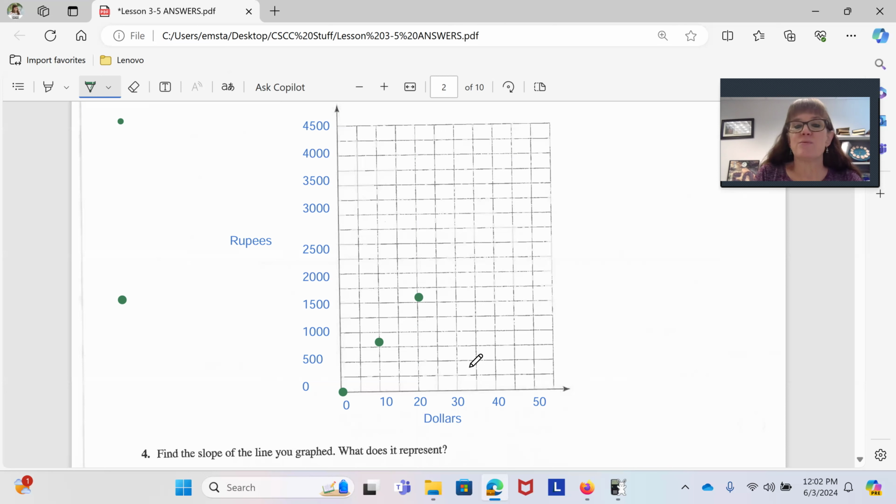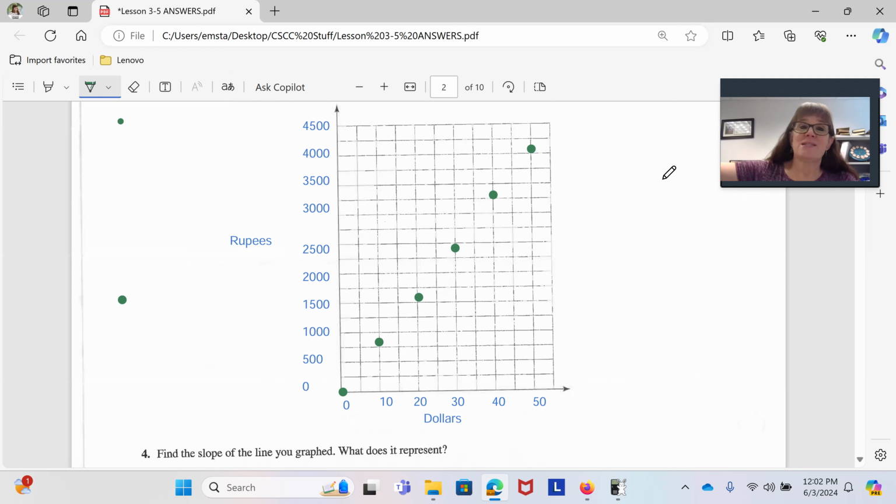30 was 2,463, which is almost to 2,500. 40 is 3,284. And this would be 3,250, so we're a little bit above that. Pretty close to that though. And 50 is 4,105, so it is about halfway between those two.